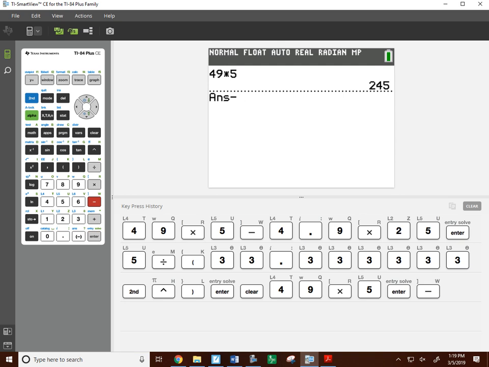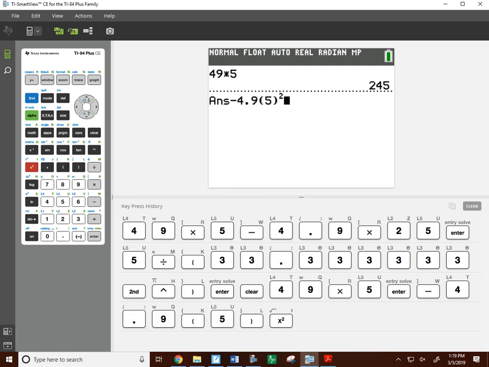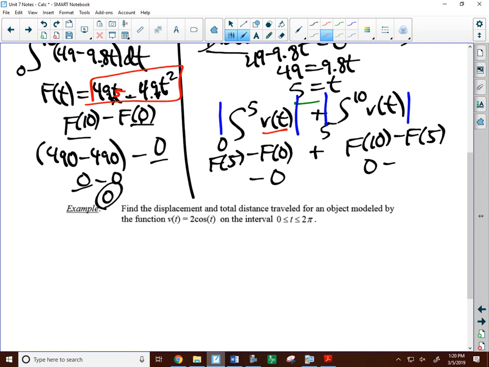minus, we got 4.9, and then 5 squared, right? 122.5. So that's f of 5. 122.5. And it's over here, 122.5. We sum these, we'll subtract these, it's 122.5. Now this one, we get negative 122.5.